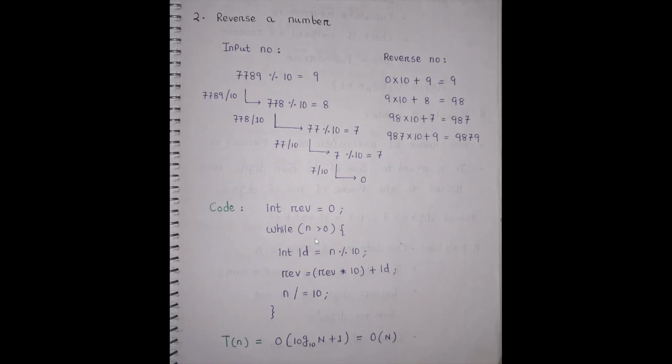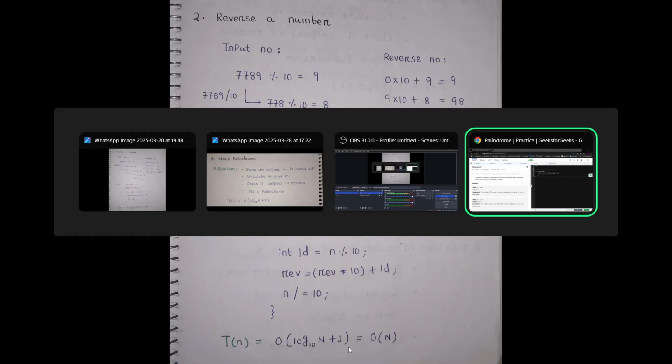We have to continue until the number is greater than 0. We have to extract the last digit by modulo 10, then multiply the previous reverse number by the place value, 10, then add the last digit that we have extracted, then divide the number by 10. As the number gets divided by 10 in every step, the time complexity of the function is log of n.